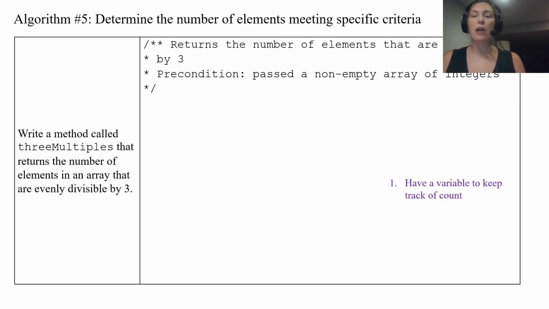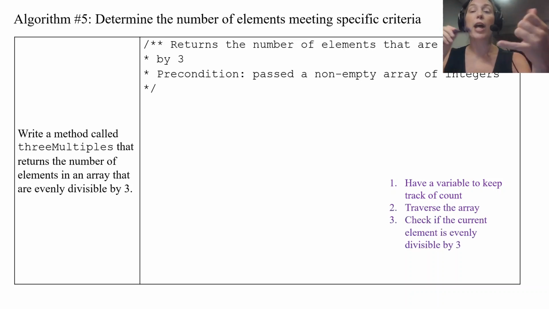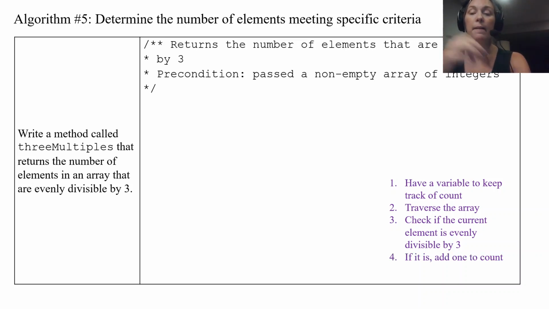So our steps for this algorithm: have a variable to keep track of the count. We want to then traverse through the array, check if the current element is evenly divisible by 3, and if it is, we want to add 1 to count. And then at the very end, we return count, because that's going to be how many elements in the array are evenly divisible by 3.